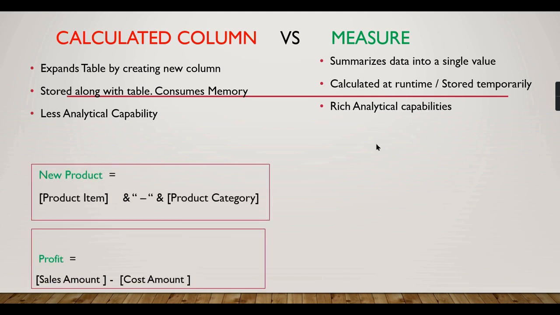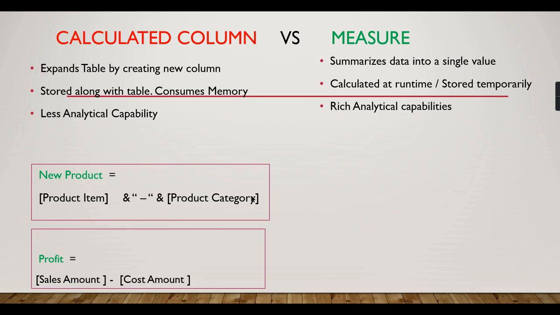Let us quickly see some examples so that it will be very easy to understand. Say you want to create a new column. You have a product item and you have a category, and you need to combine them and put them in a new column. In those cases, you can have a formula like this: product item, then the concatenation symbol, the ampersand.